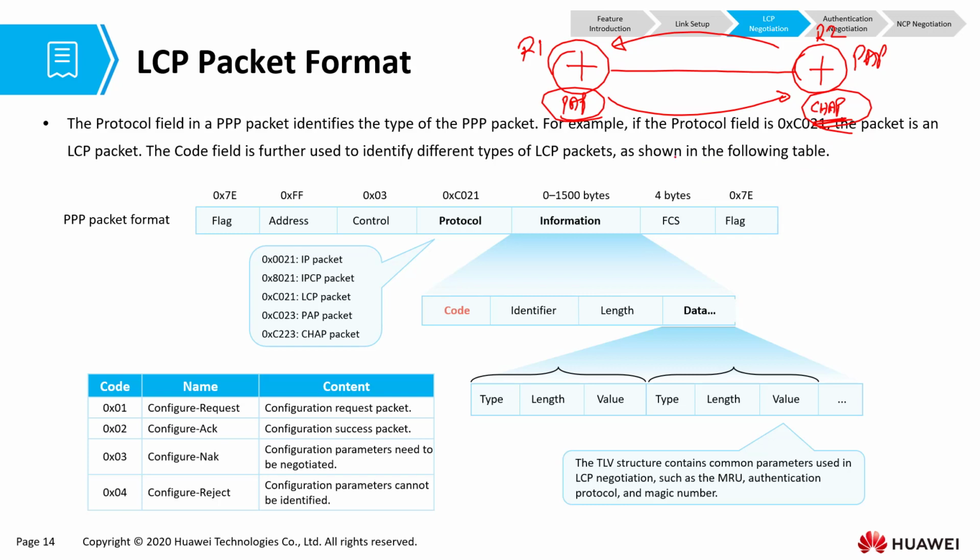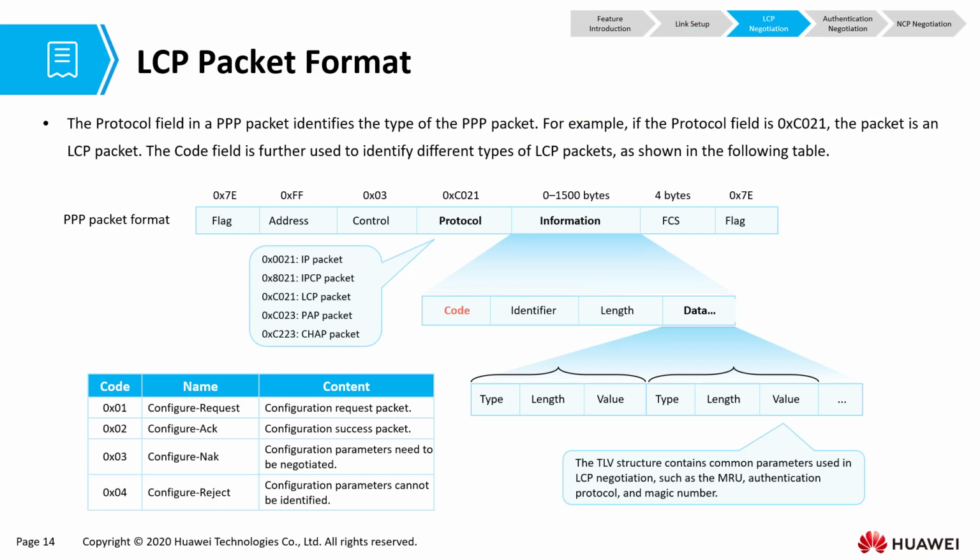LCP also uses the magic number. I've talked about the magic number. It uses that to detect link loops and other exceptions. A magic number is a random number, and the random mechanism must ensure that the probability of generating the same magic number at both ends is close to 0.